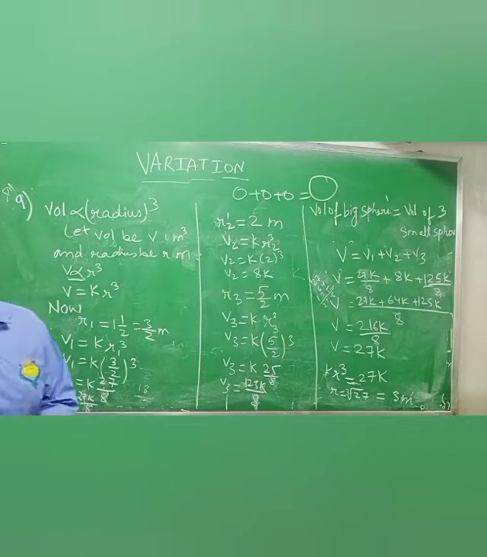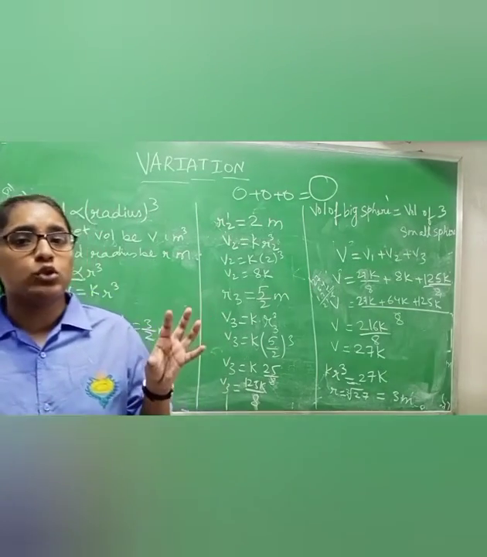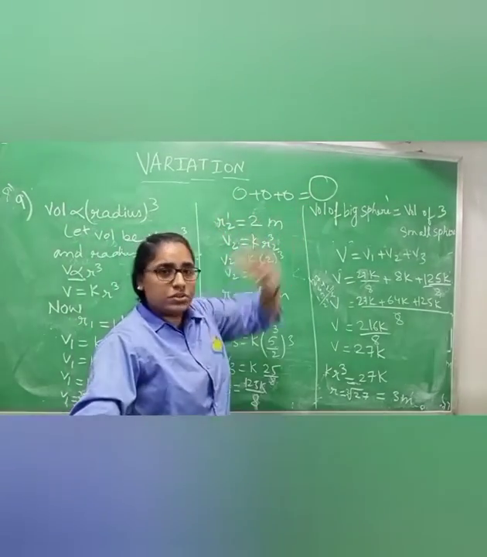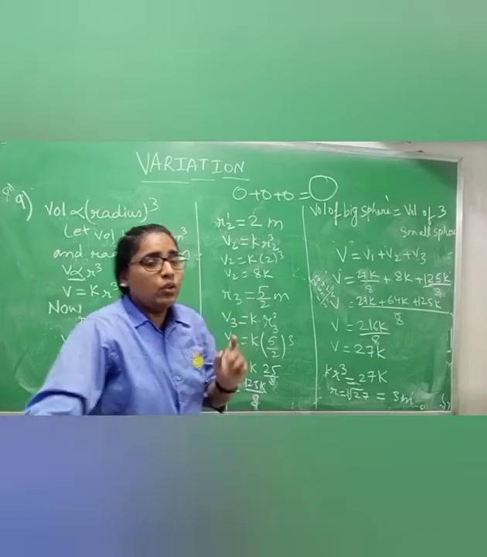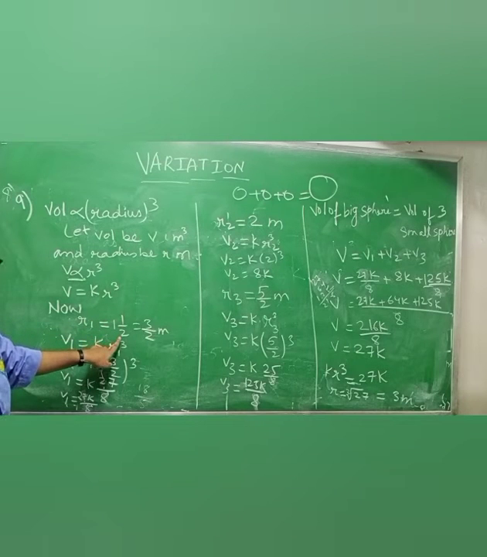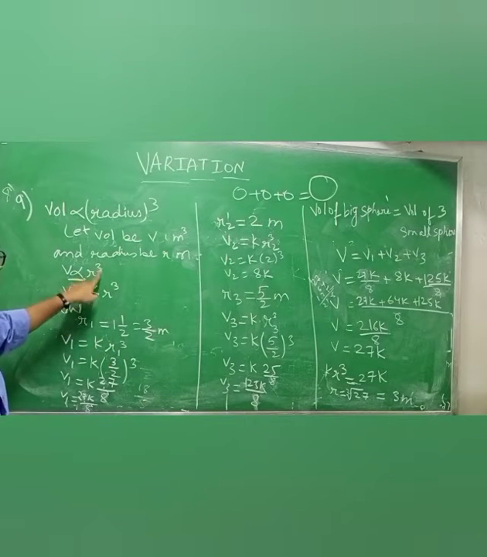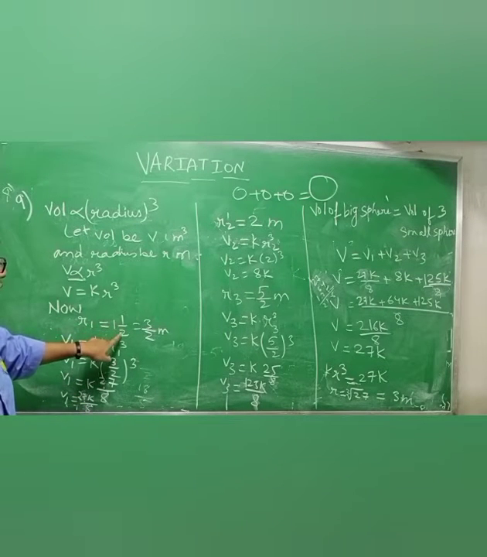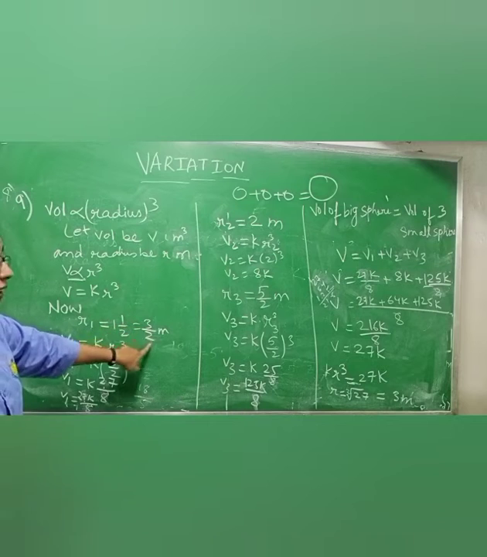Now what is the radius of the small spheres? The radii of the first, second and third small spheres are given to you. The radius of the first small sphere is r1 = 1.5. I am taking the big one as r, and then one by one I will take the first sphere, the second sphere, and the third sphere. So r1 I am taking 1.5, which is 2 ones are 2 and plus 1, so 3 by 2 meter.